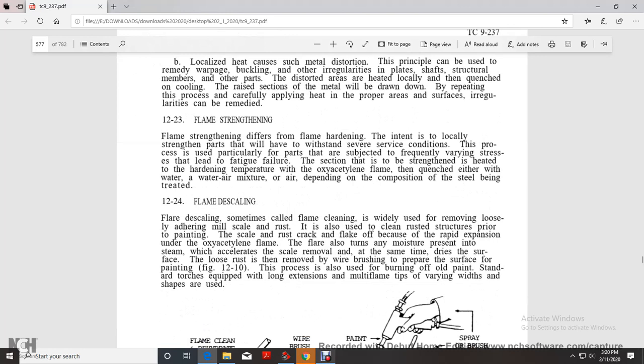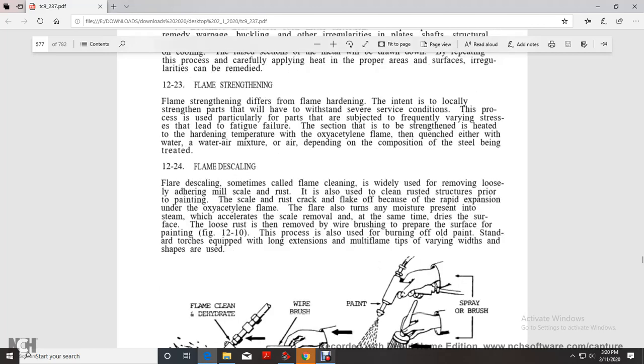Section 12.2.3, Flame Hardening. Flame hardening is intended for locally strengthening parts which must withstand severe surface conditions, particularly parts subjected to frequently varying stresses that can lead to fatigue failure. The section is heated to the hardening temperature with an oxyacetylene flame and quenched either with water, an air mixture, or air, depending on the composition of the steel being treated.